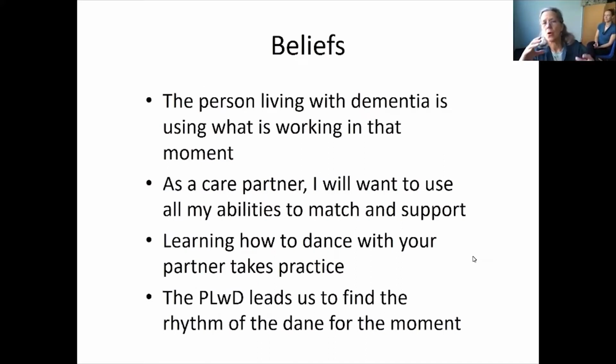So here are the beliefs, and y'all know these, but I just want to say it again. The person living with dementia is using what's working for them in that moment. So in that moment, that's what they've got. It may not be what they typically have. That's why it's called dynamic. You can never assume what they did 5 minutes ago is what they're going to do this time. You can't assume that the last interaction is going to guide and direct this one. You can get the flavor, but you don't know what ice cream's on the cone.